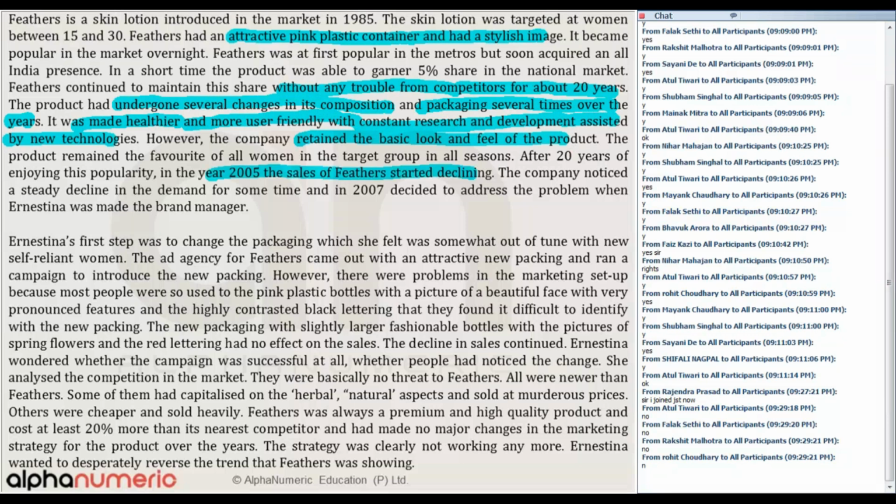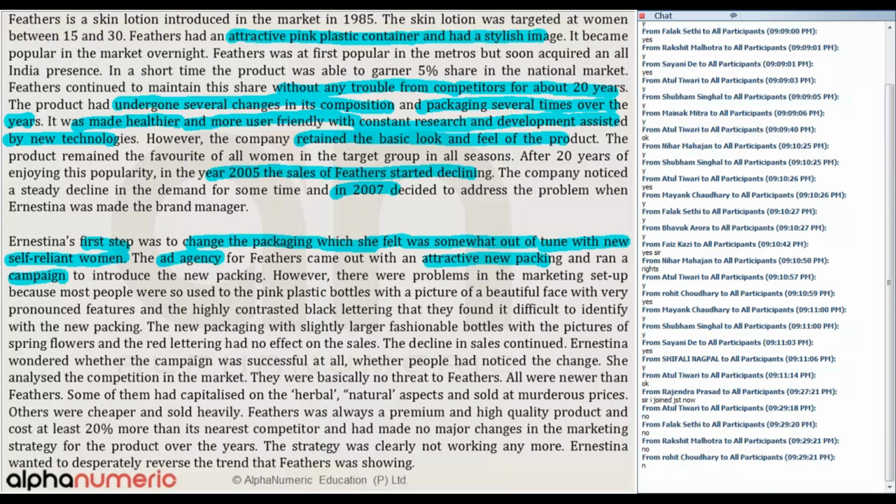The company noticed a steady decline in the demand for some time, and in 2007, they decided to address the problem when Anistia became the brand manager. So in 2007, Anistia's first step was to change the packaging, which she felt was somewhat out of tune with new self-reliant women. Now that is very, very important. The ad agency for Feathers came out with an attractive new packaging.